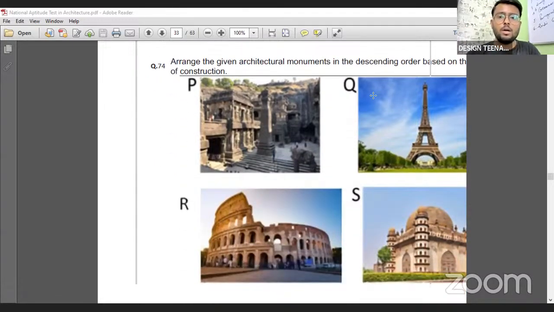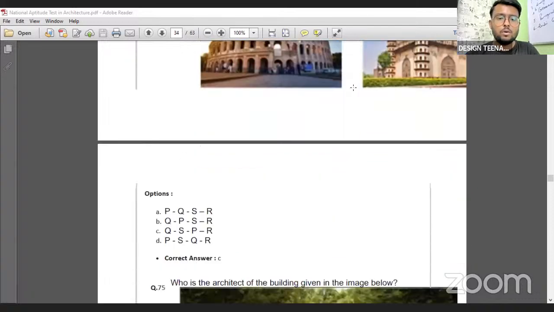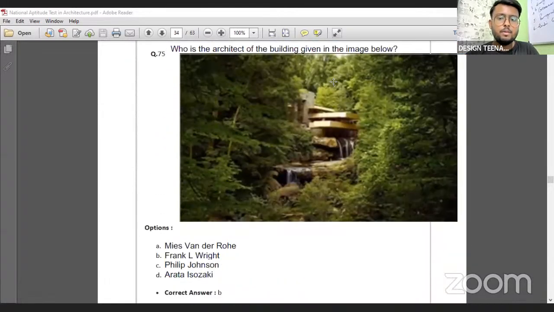Okay, now over here we move on. Okay, very good building. Name of this building quickly. Find out the name of this building. I'm giving you 15 seconds. Quickly find out the name of this building.